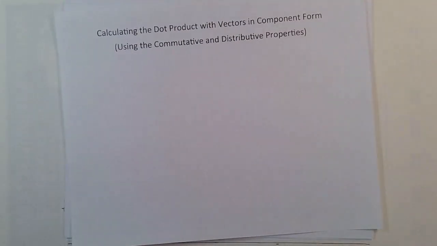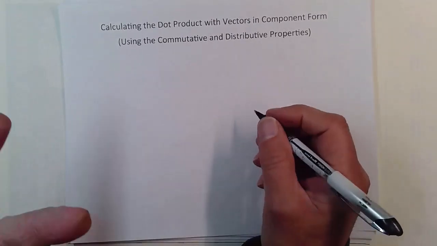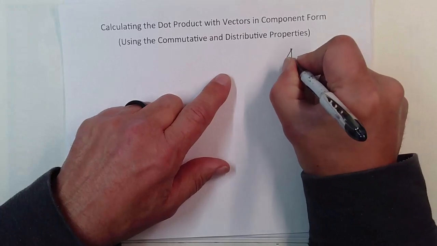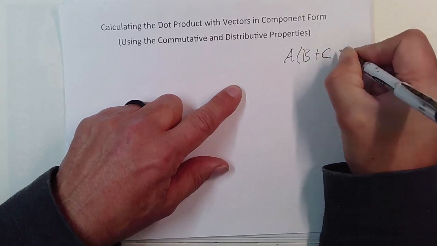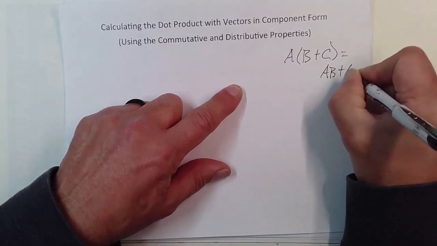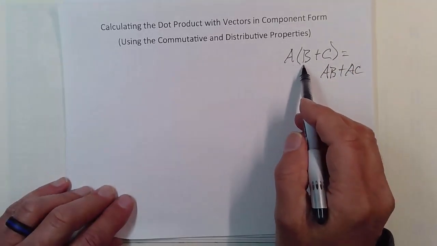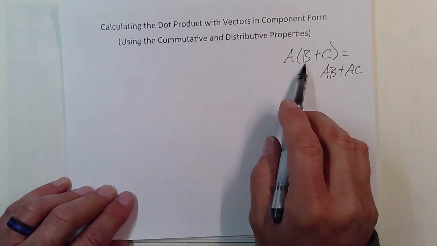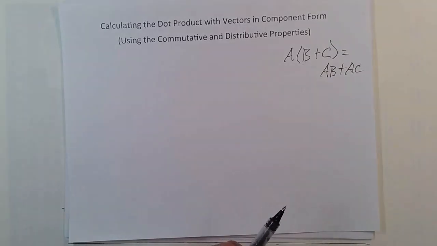Okay, calculating dot products with vectors in component form, and this will be using the commutative and distributive property. The distributive property in mathematics is that if you have a times b plus c, you end up with ab plus ac. That multiplication of a is distributed between both the b and the c. And commutative just means it can be done in any order.